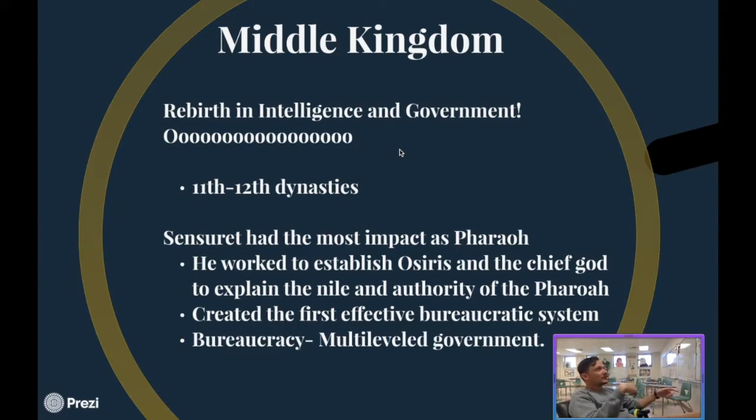Now, the guy that's going to come in and stabilize everything and be the best pharaoh of the Middle Kingdom is this dude named Senusret, right? Senusret had the most impact as a pharaoh during the Middle Kingdom because he created a couple of different things. He brings in the concept of Maat. He works to establish Osiris as the chief god to explain the Nile and the authority of the pharaoh.